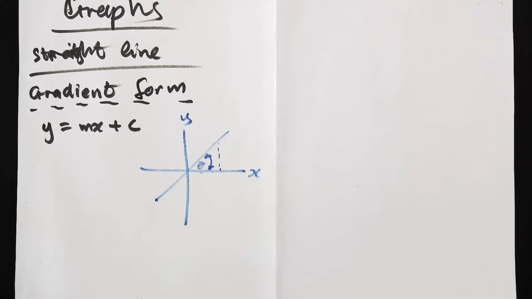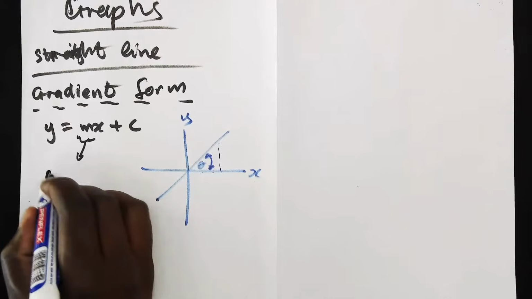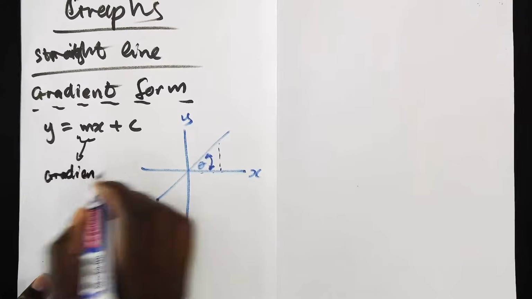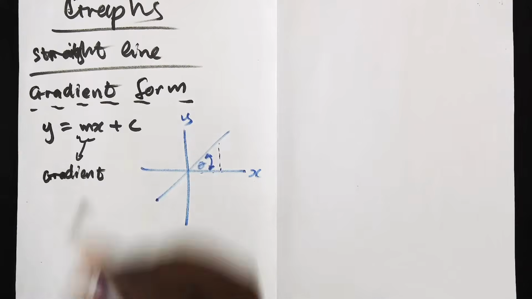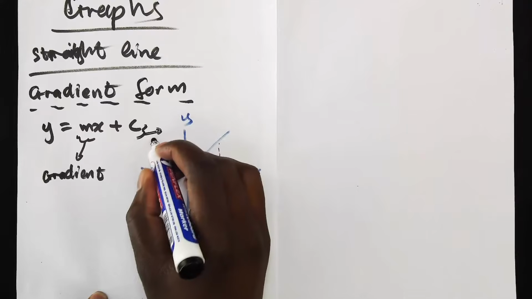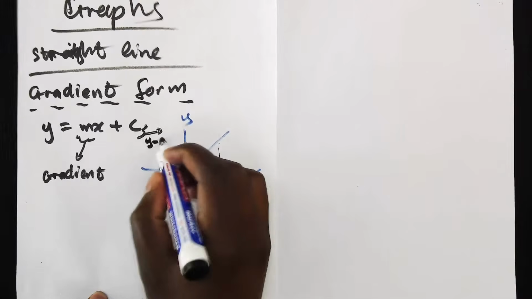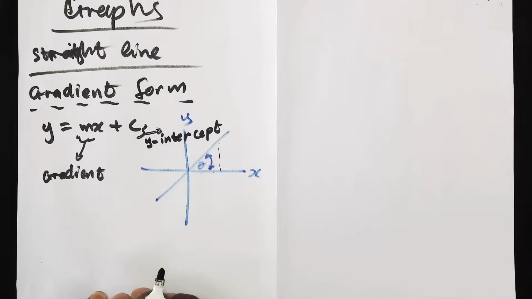So when we say it's gradient form, m represents the gradient, if you remember from differentiation. The coefficient of x is the gradient. That's why it's called gradient form. So y is the subject of the formula, y equals mx plus c. And there's something else we need to draw out: this is the y-intercept. That is the y-intercept, that's c.